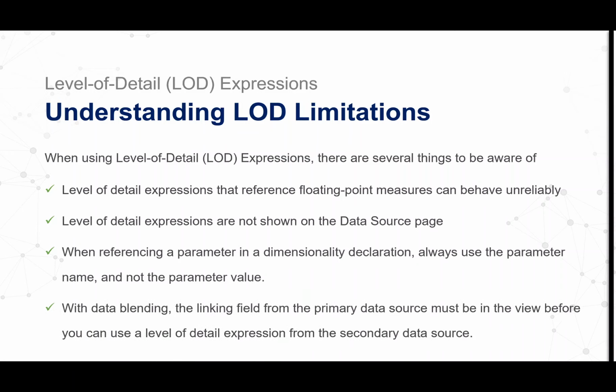And this for me is the biggest limitation, and something that always comes back to haunt me. If you're doing data blending, the linking field from the primary data source must be in the view before you can use a level of detail expression from the secondary data source. A lot of times when you're doing blending, you will find creating LOD expressions potentially painful.